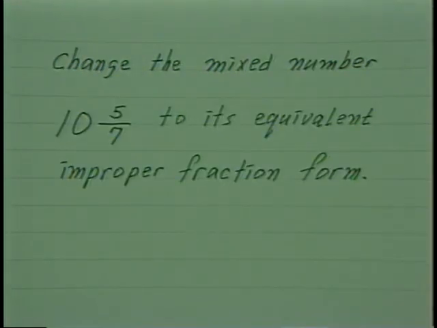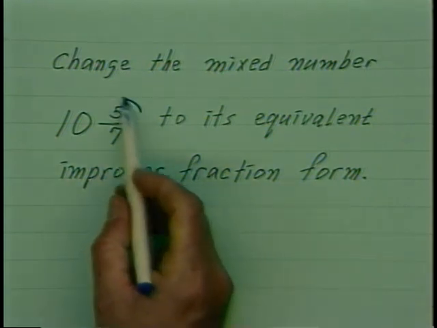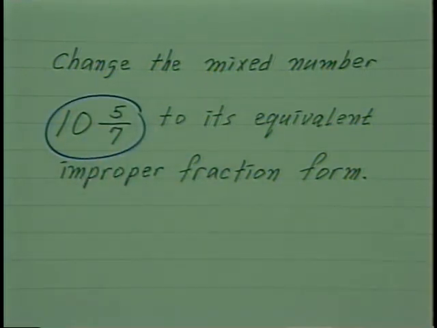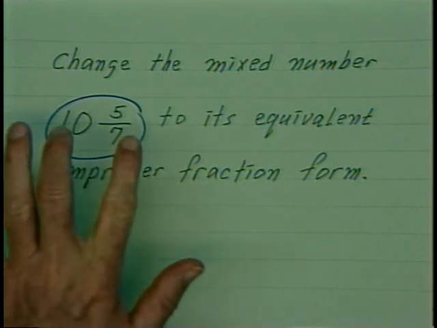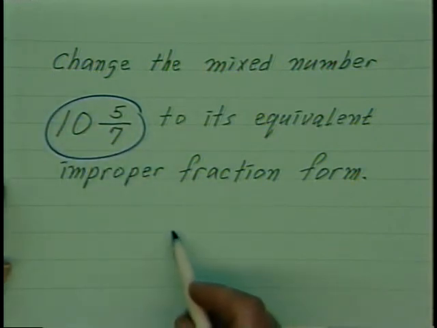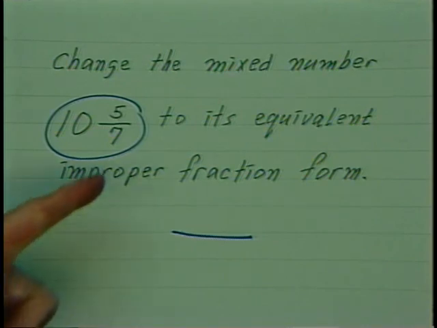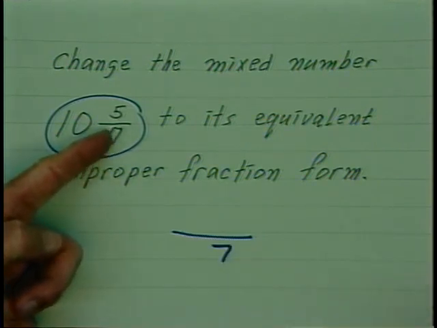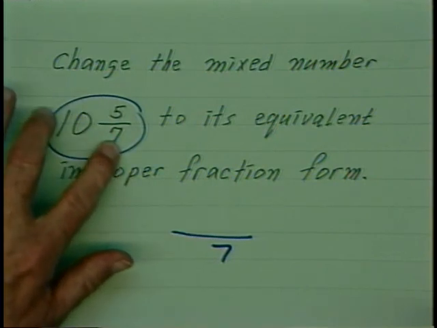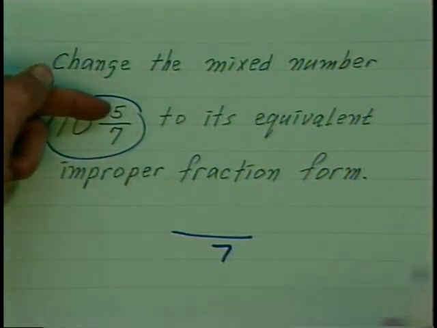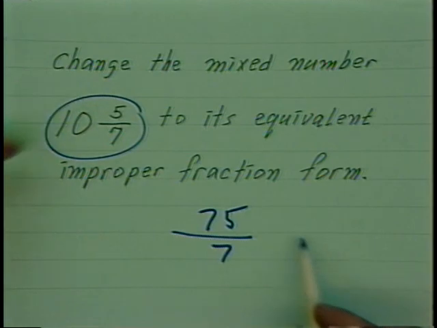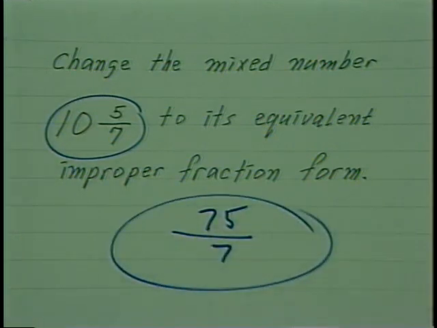Most of the problems you'll encounter, however, are so simple you can do the work mentally. Again, when you're changing a mixed number to pure improper fraction, if you will, the denominator stays the same. Then denominator times the whole number is 70, added to the top is 75, and you're done. It's just that simple.